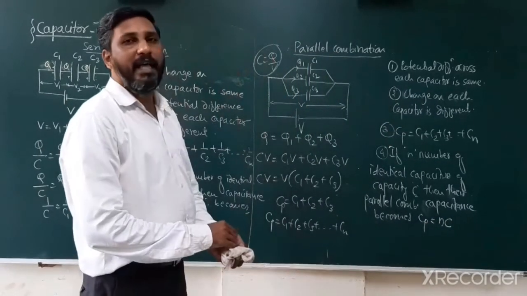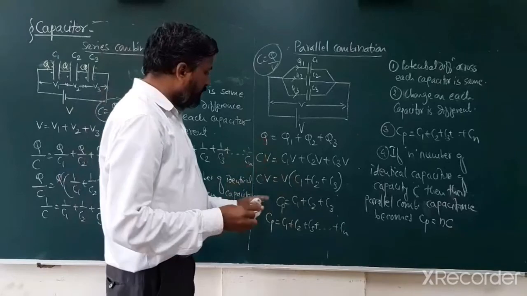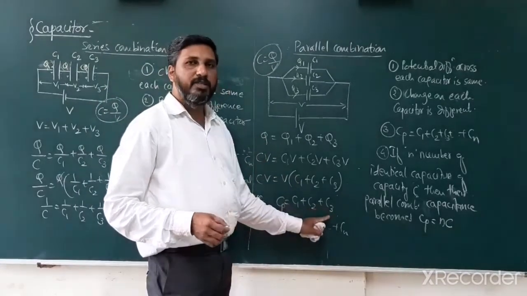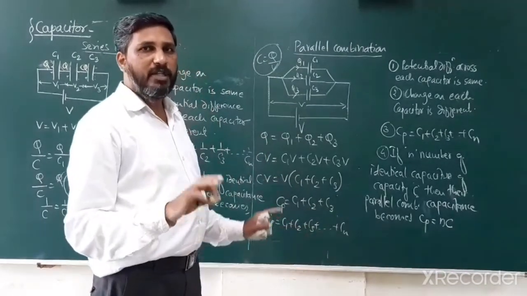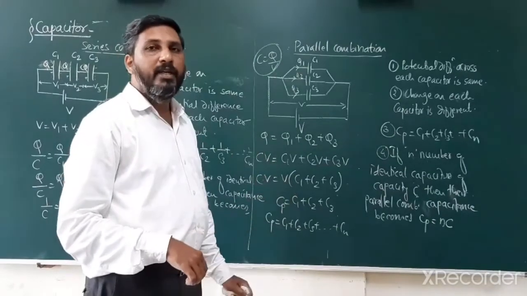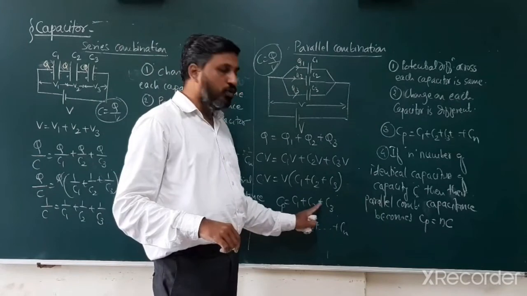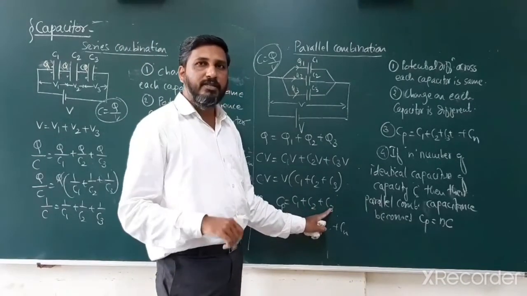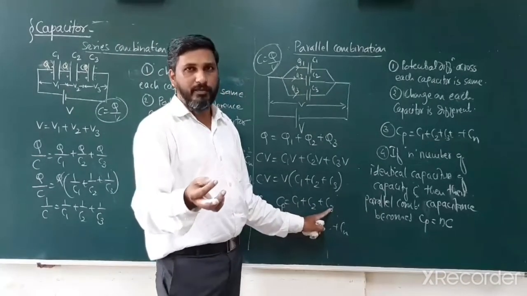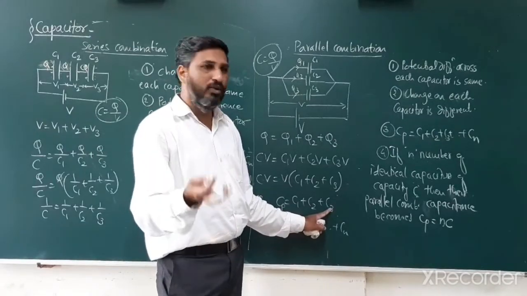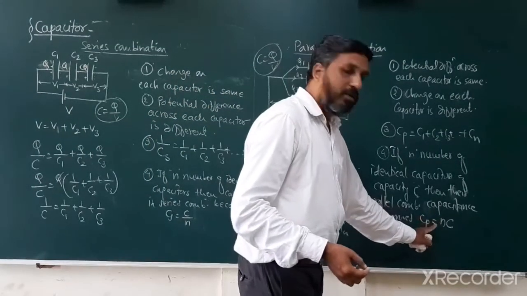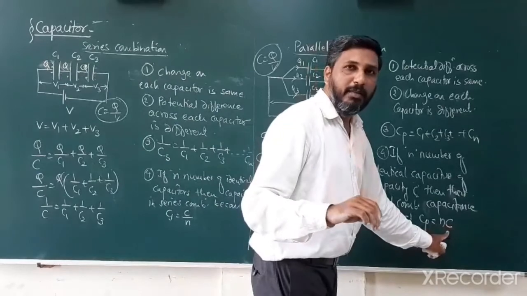How is it n times C? That we have to see. Cp equals C1 plus C2 plus C3. Let's take the same example. If C1, C2, C3 are all the same, each of 2 microfarad, then it becomes 2 plus 2 plus 2. It becomes 6. 6 means what? 3 times 2 is 6. Yes or no? 3 into 2. So I am writing here number of capacitors are 3, identical capacitors are C.